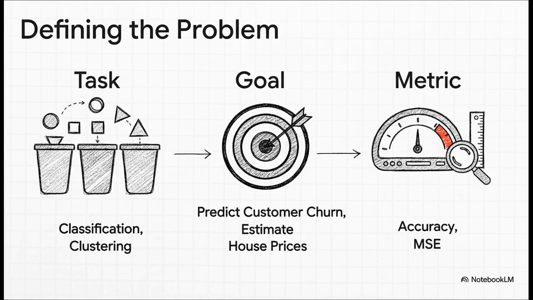So, the key here is to get really specific. First, you define the task. Is it classification, putting things into buckets, or maybe regression, predicting a number? Then you need a clear business goal, like, say, predicting which customers are about to churn. And maybe, most importantly, you need a metric. This is your speedometer. It tells you if you're actually succeeding. Are we shooting for 95% accuracy? You have to decide that on day 1.